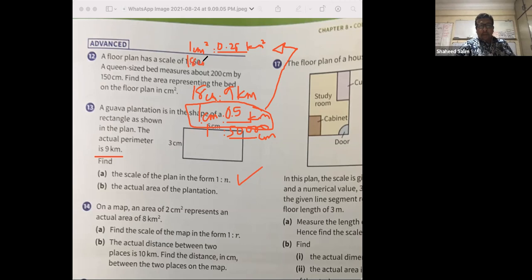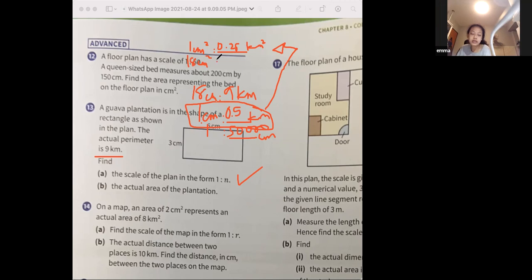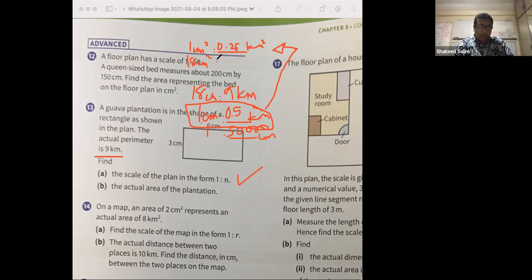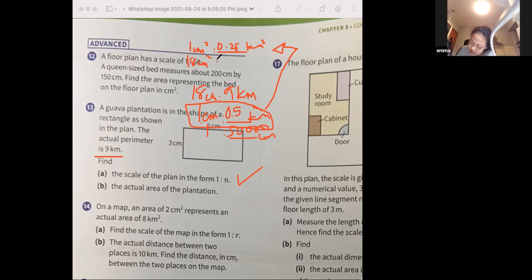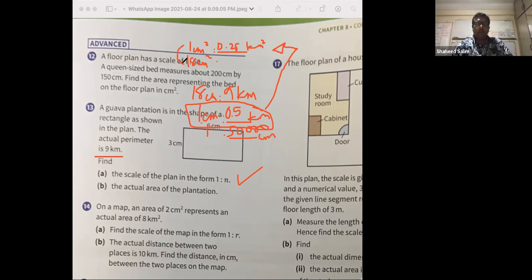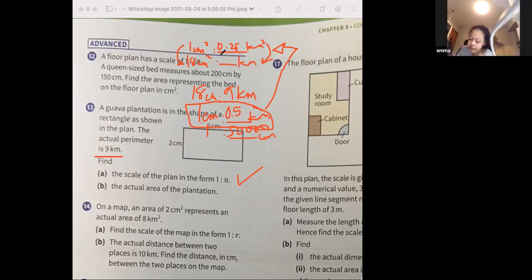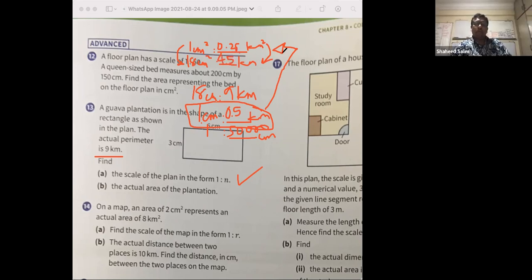How many square km is there? From here, you times by 18, right? Times by 18 also. So that's it. Why don't you try to do this whole thing? You send me your answers. This is your homework, right?